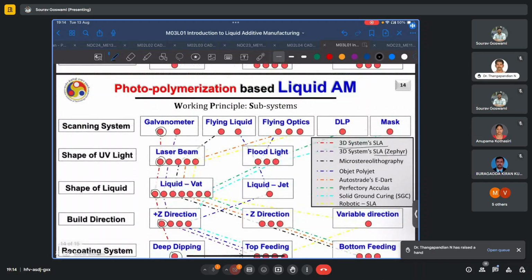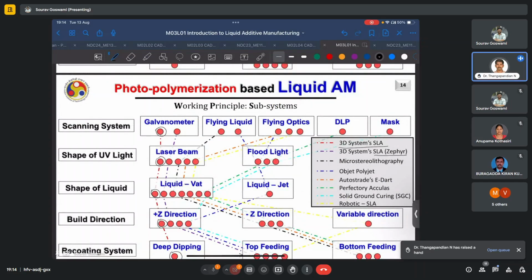I see Dr. Thangapandian has raised his hand. Yes, sir, please continue. Can you elaborate on the flying liquid and flying optic system?